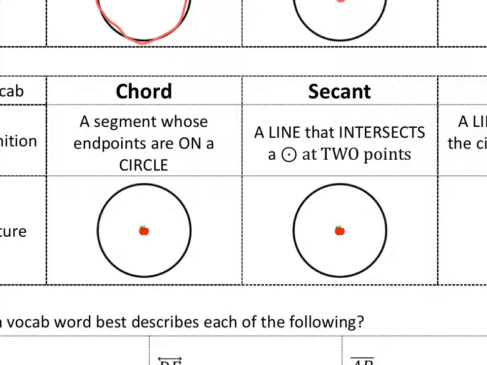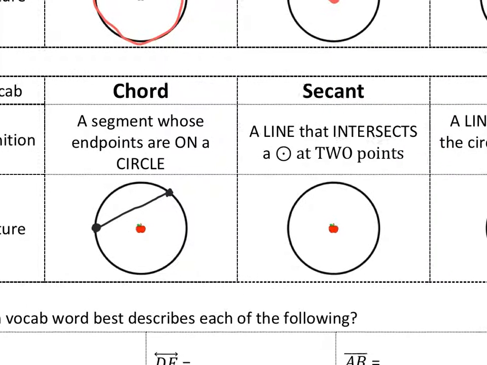Let's take a look at the next one. It says chord. Some people like to say chord, but it's actually chord. It's a segment whose endpoints are on the circle. So if we have two endpoints on the circle and we connect a pretty line in the middle, that is called a chord. The next one is secant.